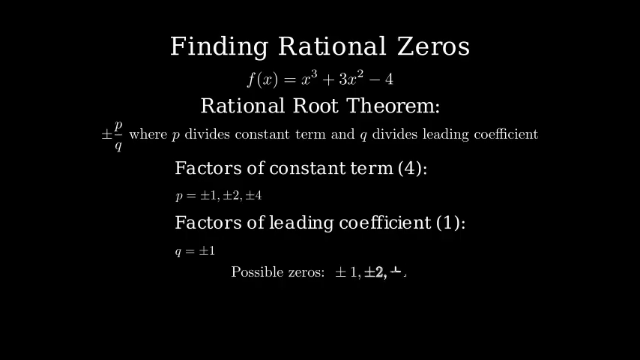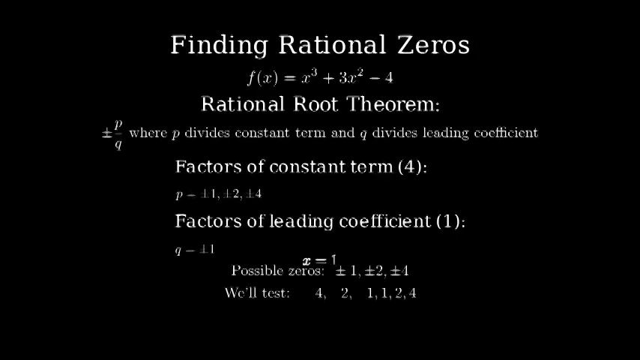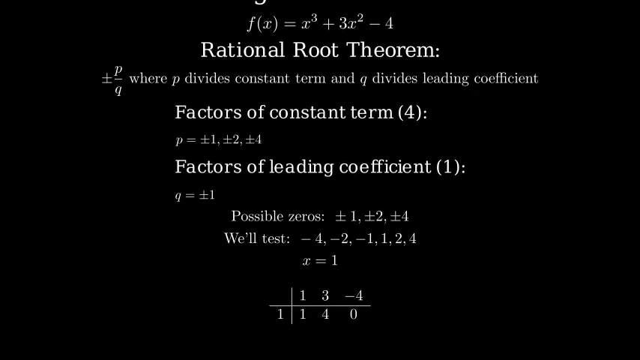Therefore, our possible rational zeros are plus or minus 1, plus or minus 2, and plus or minus 4. Let's list these out and test them using synthetic division. Let's start with synthetic division using x equals 1.